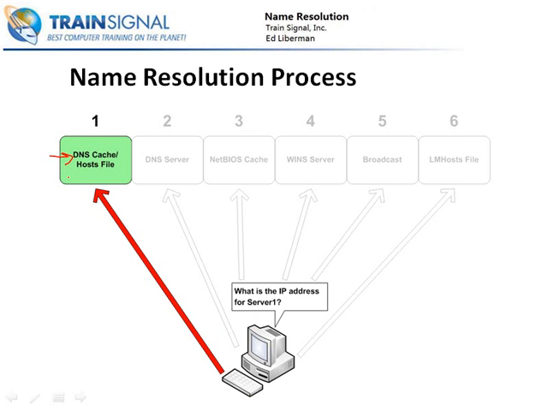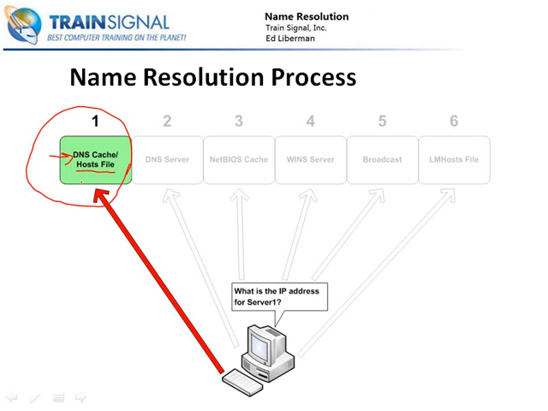Now you'll notice in step 1 I've also included the host file. This is all listed as one step. And the reason why is because anything in that local host file is going to also be preloaded into the DNS cache. So if you've ever read any books on this or taken other classes, you may have seen that the DNS cache is listed as step 1 and the host file is listed as step 2. Technically, they are one and the same.